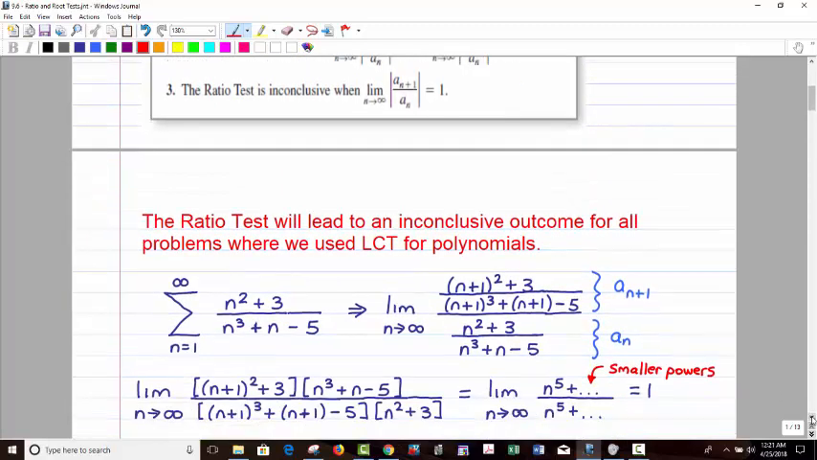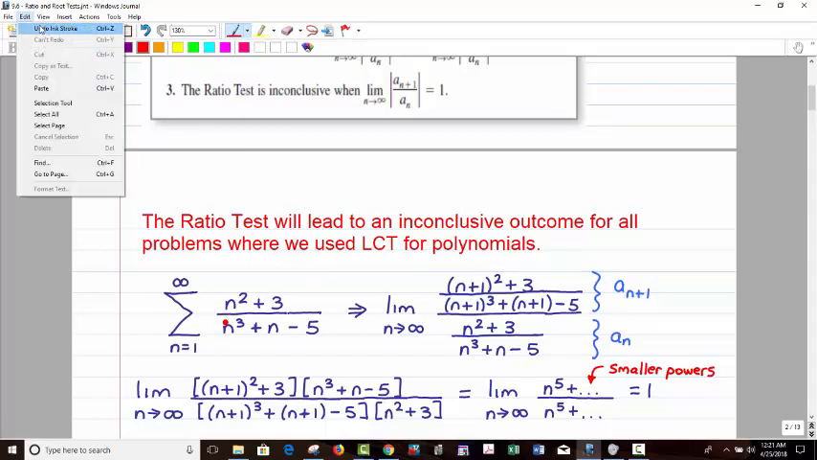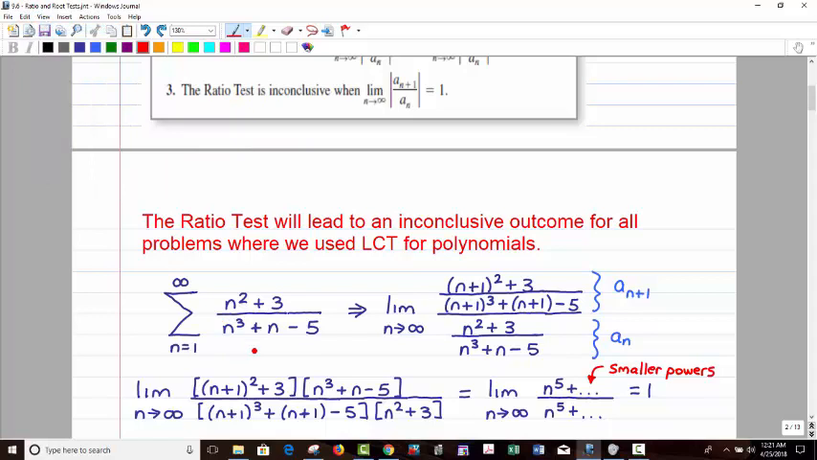In fact, here's an important statement, and we'll see some more of these at the end of this section. The ratio test will lead to an inconclusive outcome for all problems where we should have used the LCT for polynomials. So when it's just polynomial terms like this, and when I say polynomial, you can actually have a square root or things like that, there's no point in applying the ratio test because you put n plus 1 in there. I'm not going to go through all the details because it's not really applicable to what we're going to be doing.